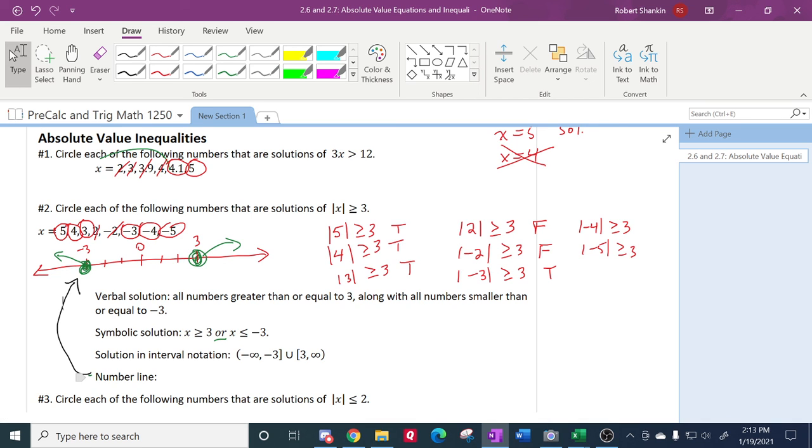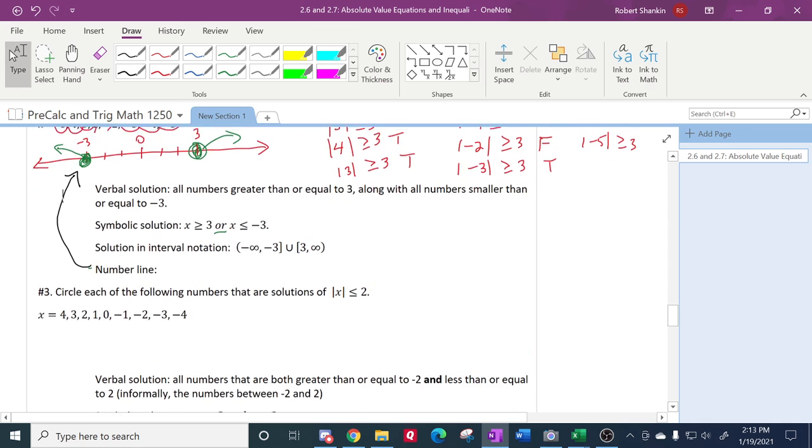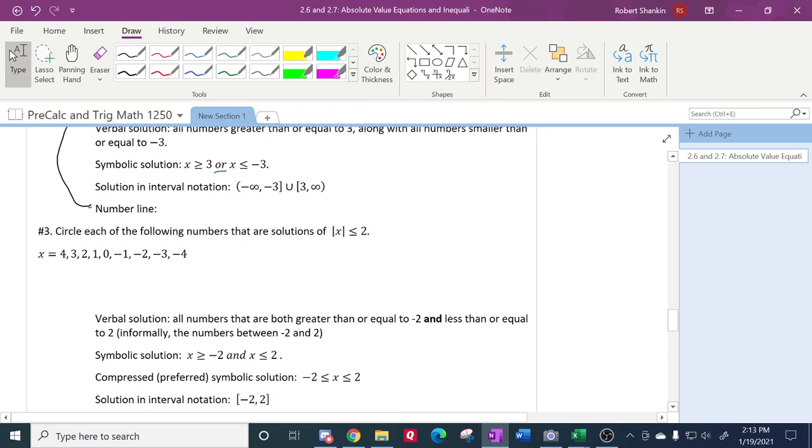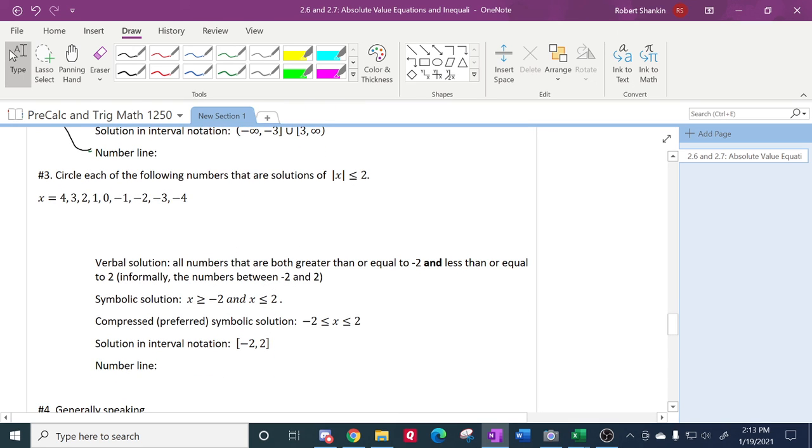Okay. Now, when we had absolute value is greater than a number, notice how we get two regions, a far left and a far right. And that's going to change radically with this one. So, number 3, circle each of the following numbers that are solutions of absolute value of x is less than 2. So I'm going to give you a minute to figure that out on your own. So just work on your own and figure out which of those numbers should get circled.